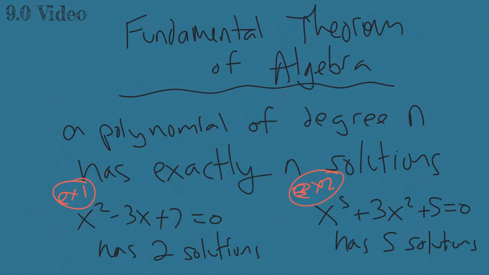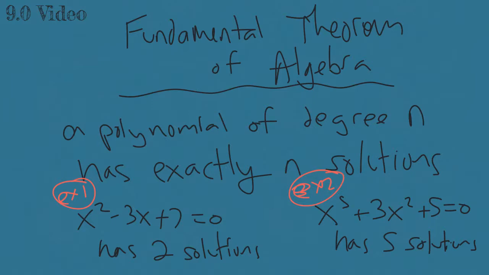All right. x squared minus 3x plus 7 equals 0. That equation has 2 solutions because the degree is 2, x squared. In the second one, it's x to the 5th plus 3x squared plus 5 equals 0. So x to the 5th means it's going to have 5 solutions.